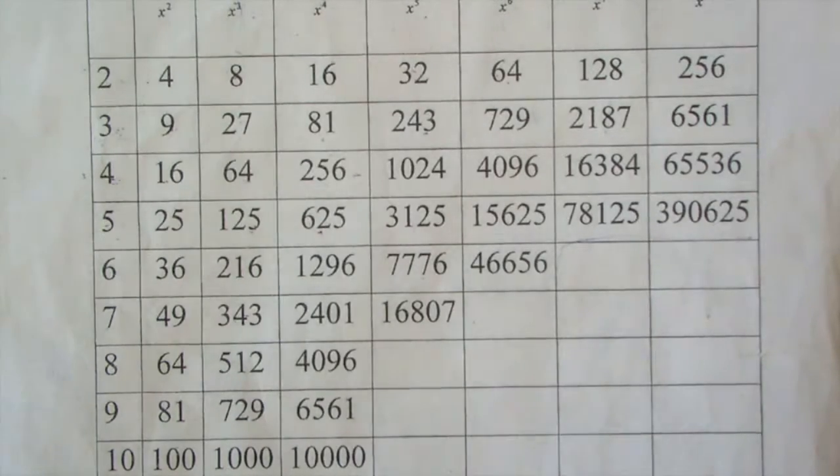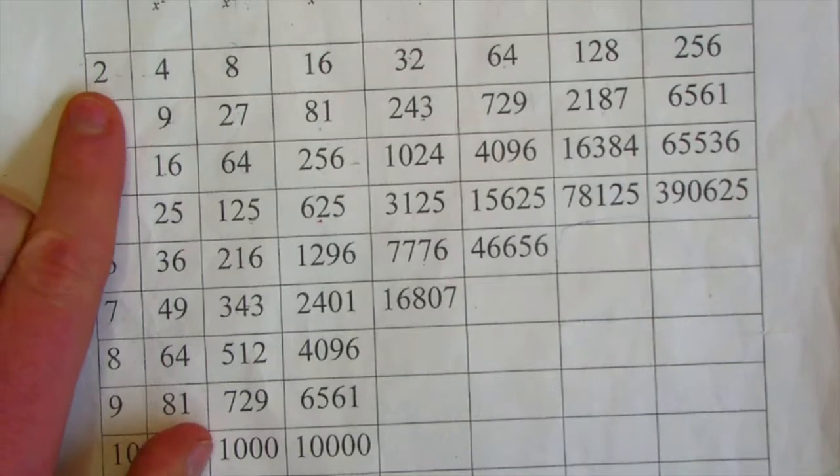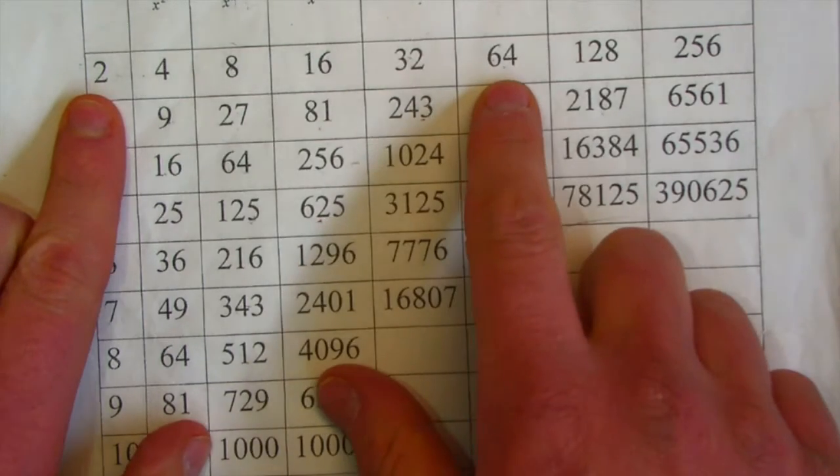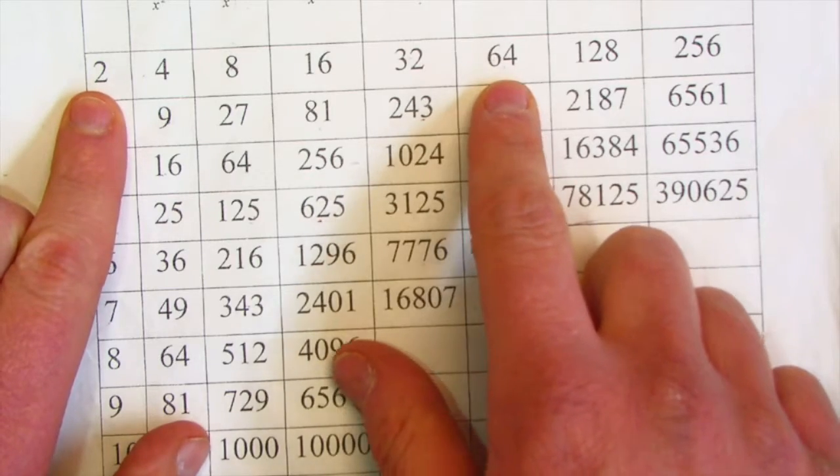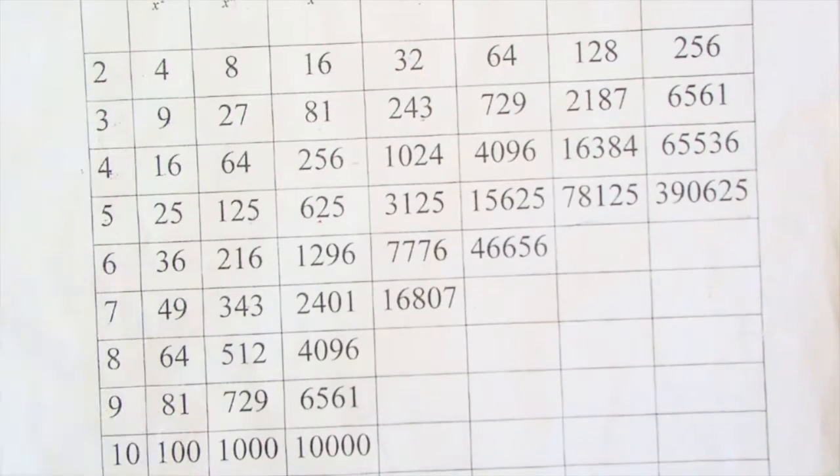So I'll try one. The first thing I'll do is I'll say, all right, start with a 2 and end with a 64. What's the exponent? So I would go like this. Start with a 2, end with a 64. What's the exponent that changes a 2 into a 64? Wow, it's a 6. So you can just look it up like that.